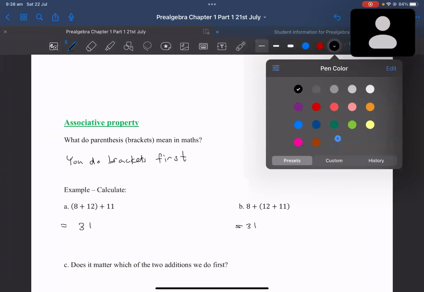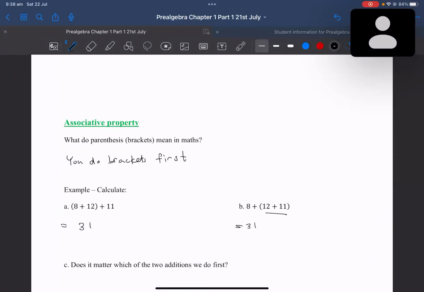So here, it didn't matter what we did first. In the brackets, we can do 12 plus 11 first, or we do 8 plus 12 first. But regardless of what we did first, we always end up with the same number. Right, which you probably already know.